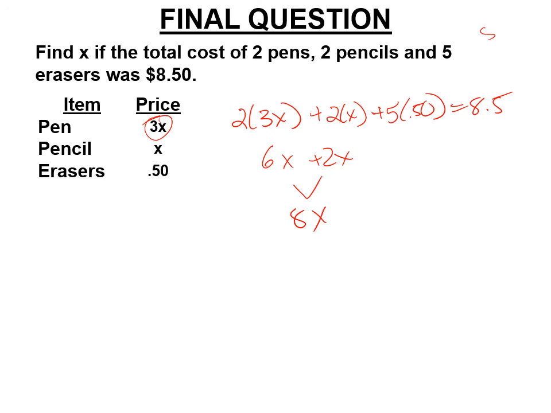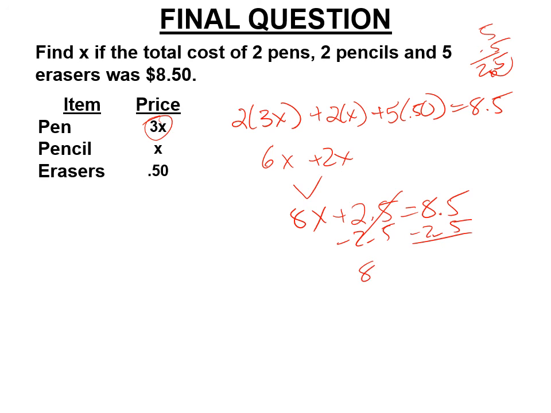So now 5 times 50 cents, right? 25, move the decimal once, is $2.50. So this is 8x plus 2.5 equals 8.5. We subtract 2.5 from both sides, and lo and behold, the decimal nicely goes away. And we get 6. Divide both sides by 8. We get 6/8. You're never going to leave 6/8 as an answer.